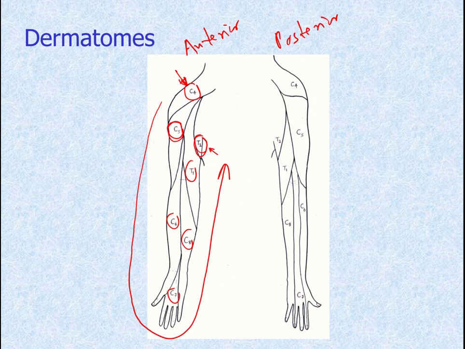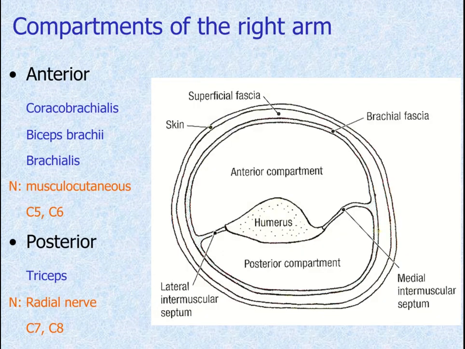Then posteriorly, this is how you see it. This is the posterior view, so from C5, C6, C7, C8, T1, like this. Details we can take up later, not now. You have to remember this dermatomal map, we can ask you.